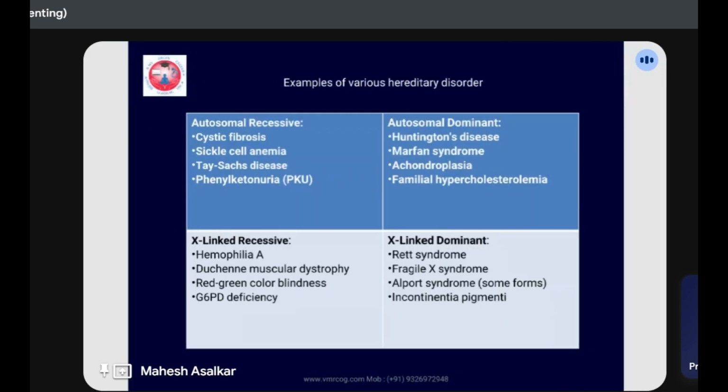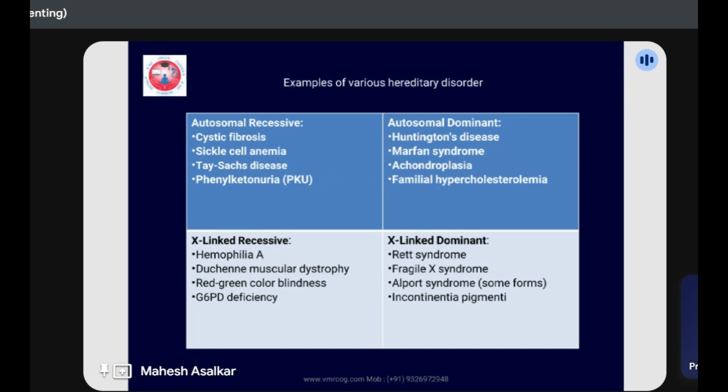Now, some examples of various hereditary disorders. You should know a few examples from each because they can be asked in the examination. For autosomal recessive, you have cystic fibrosis, sickle cell anemia, Tay-Sachs disease, phenylketonuria. These are commonly asked in the examinations. Autosomal dominant, you have Huntington's disease, Marfan syndrome, achondroplasia, and familial hypercholesterolemia. Then X-linked recessive, you have hemophilia A, Duchenne's muscular dystrophy, red-green color blindness, and G6PD deficiency.